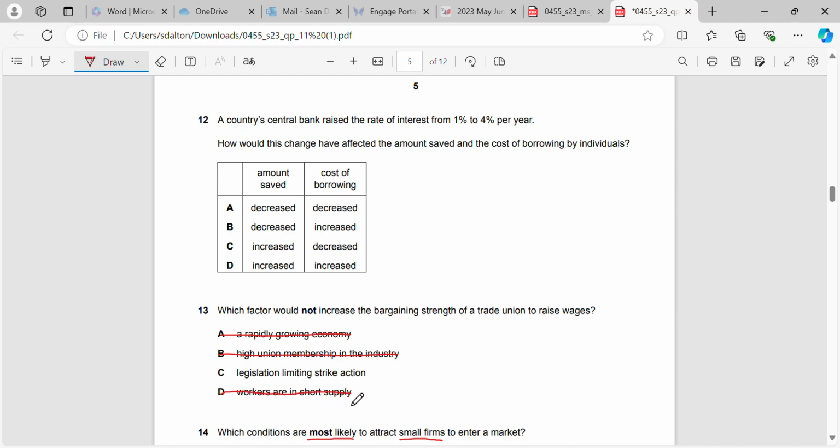If it's difficult to replace you, you can ask for a higher wage due to the fact that it might take them significant time and resources to replace you. So it might be easier in certain circumstances to pay you higher wages. However, legislation limiting strike action, that would not increase the bargaining strength for trade union.